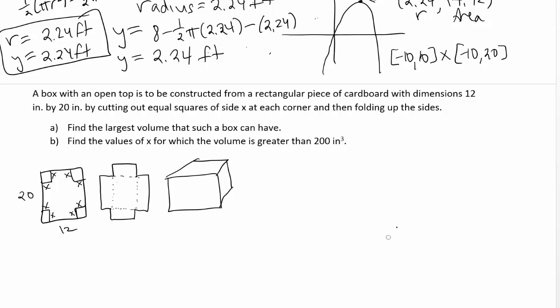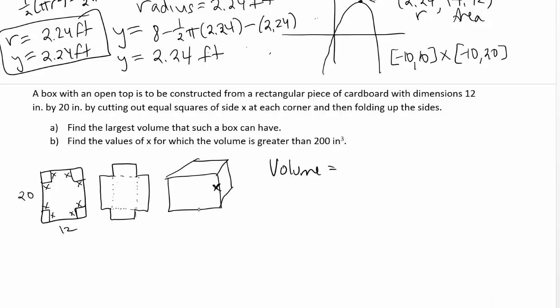So if we want to find the volume of this box, think about what the volume formula of a box is. Hopefully you know that. It's just length times width times height. So I need to know what the length, the width, and the height of this box are going to be. So let's think about it for a minute. Where does this height come from? Well, the height comes from folding up these little flaps. And these little flaps have a height right here that's equal to x. So this little height right here is just that little x that we cut away.